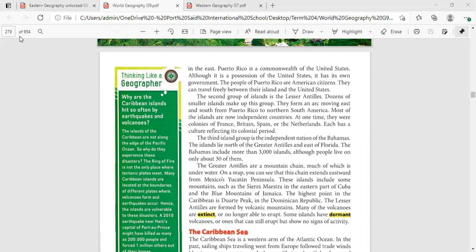Right. The second group of islands. The second group of islands is the Lesser Antilles. Dozens of smaller islands make up this group. They form an arc moving east and south from Puerto Rico to northern South America. Most of the islands are now independent countries. At one time, they were colonies of France, Britain, Spain, or the Netherlands. Each has a culture reflecting its colonial period.